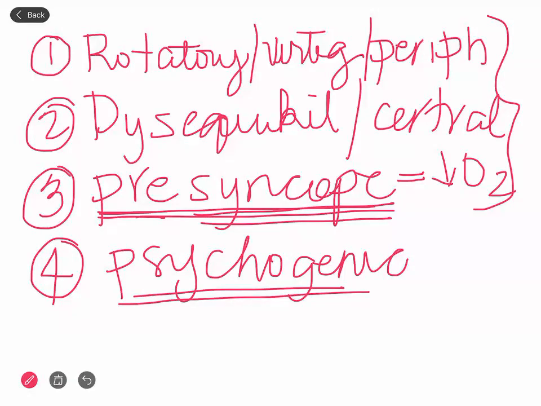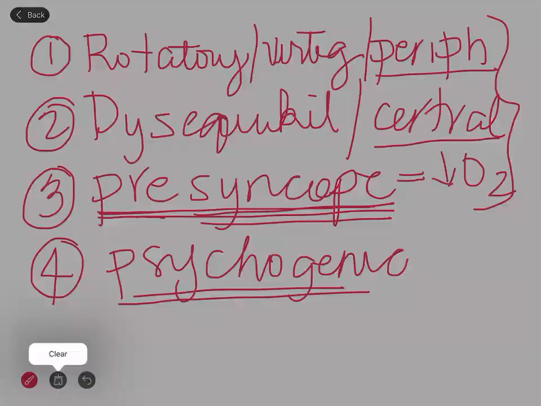But more importantly, you should be able to differentiate peripheral from a central type of dizziness. How will you do that? Of course, the patient comes to you due to dizziness, and you should do your neurological examination, history, and the like. So peripheral, and then central.